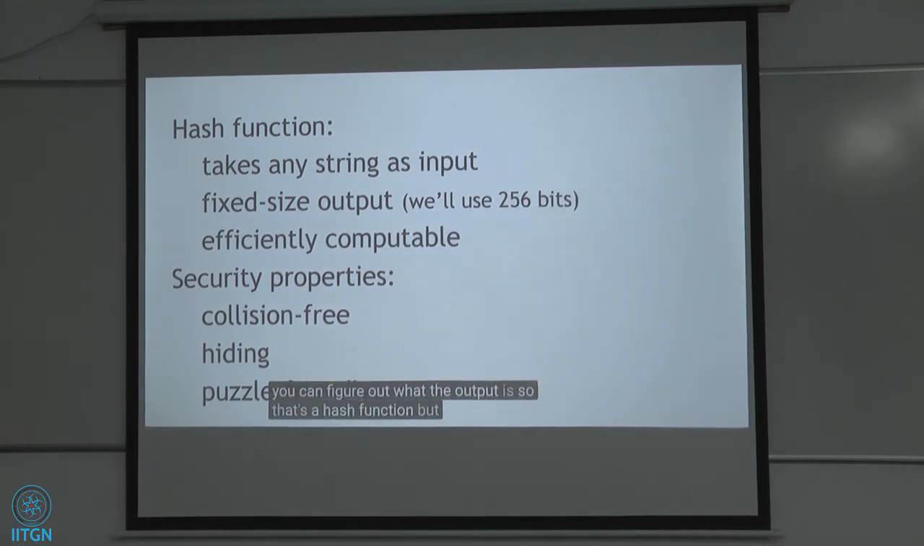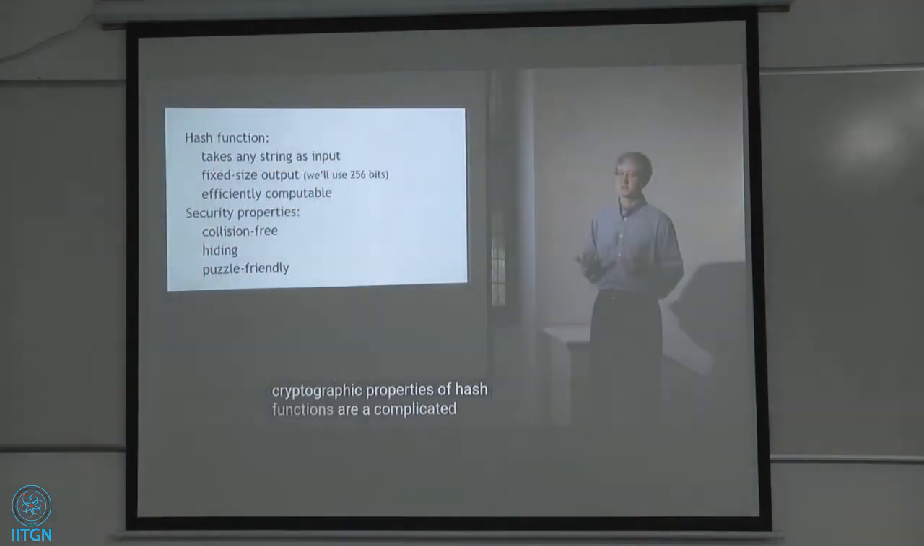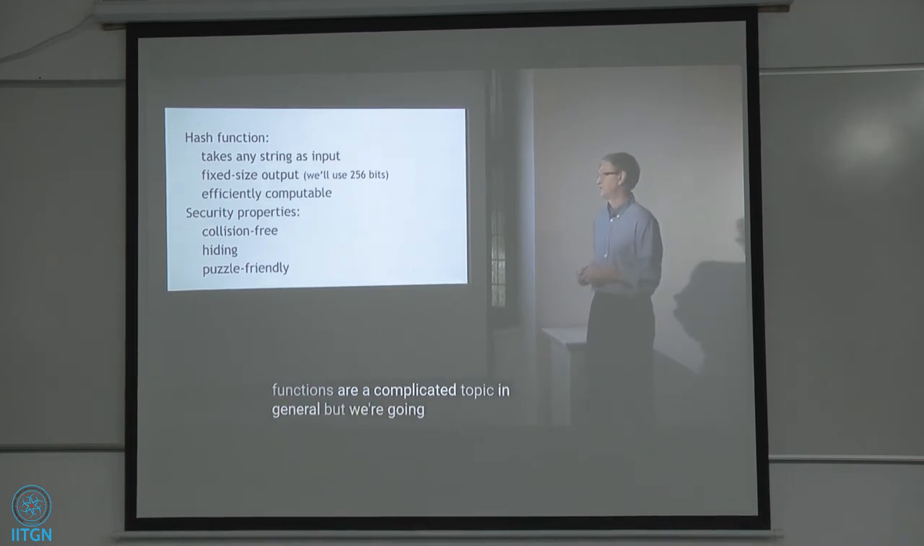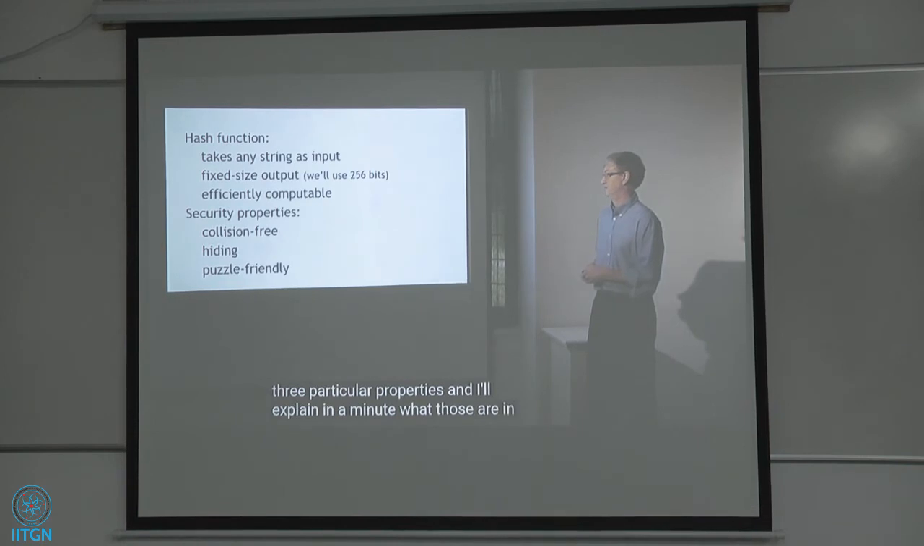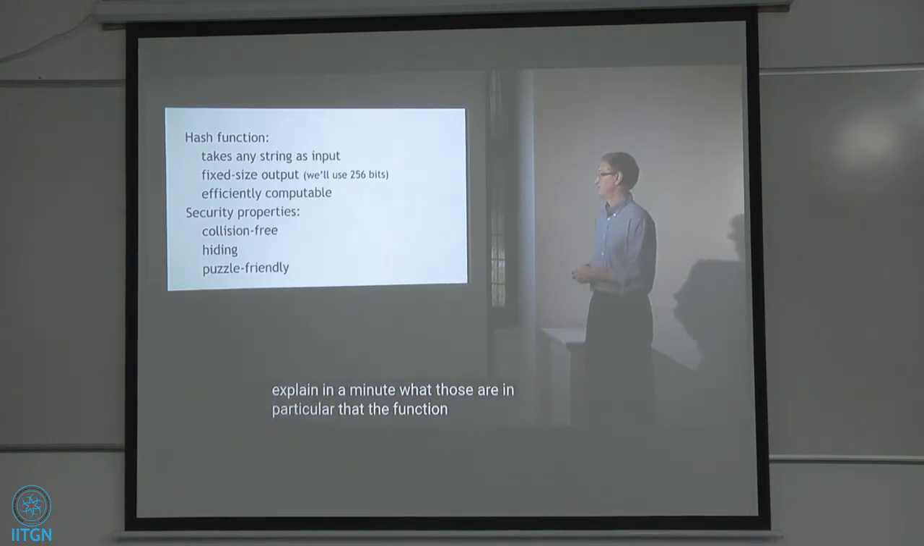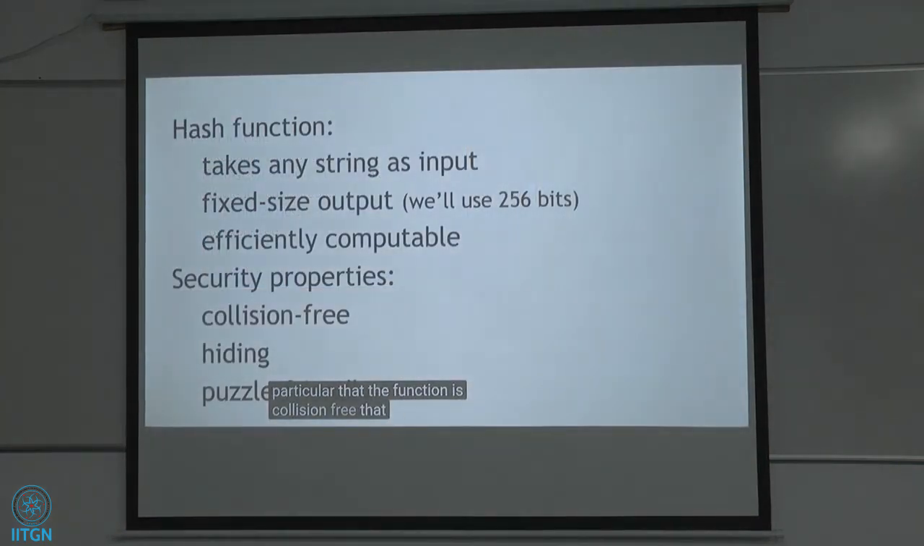So that's a hash function, but we're going to need hash functions that are cryptographically secure. The cryptographic properties of hash functions are a complicated topic in general, but we're going to focus here on three particular properties, and I'll explain in a minute what those are. In particular, that the function is collision-free, that it has a hiding property, and that it's puzzle-friendly.